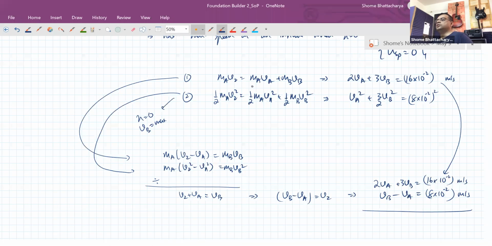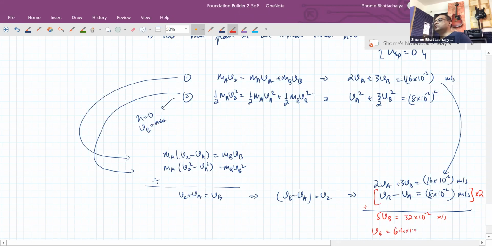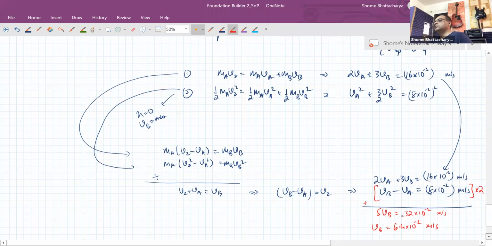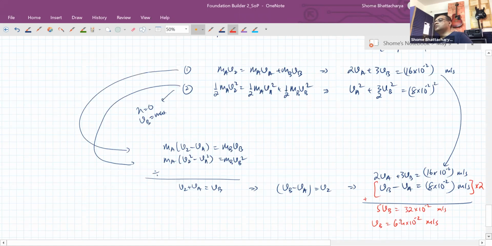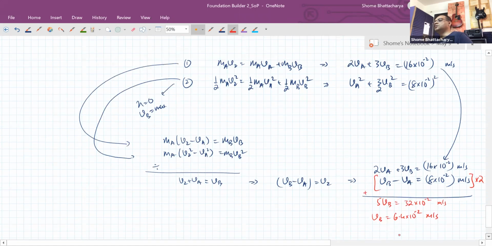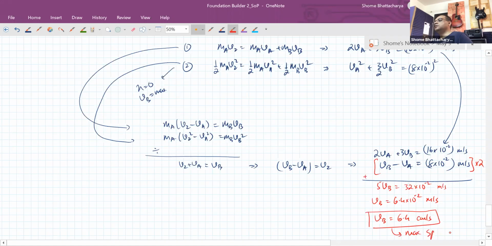Now to compare these two equations, you can just multiply these equations by 2 and add them. So we can see that VA will get cancelled. So we'll get 5 VB is equal to 32 into 10 raised to minus 2. So VB will be, okay, this will be the maximum speed of B.